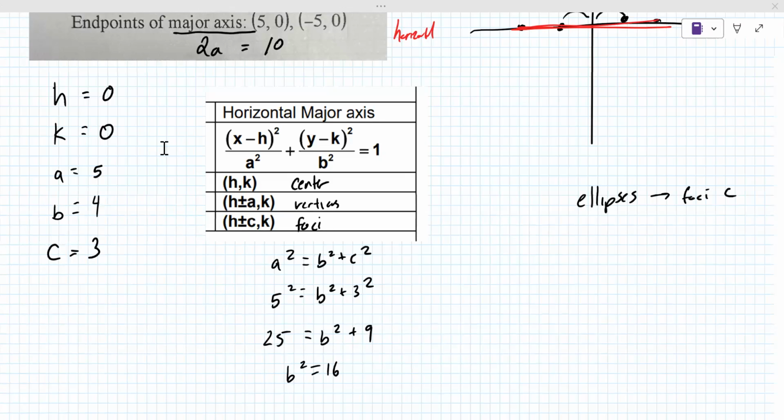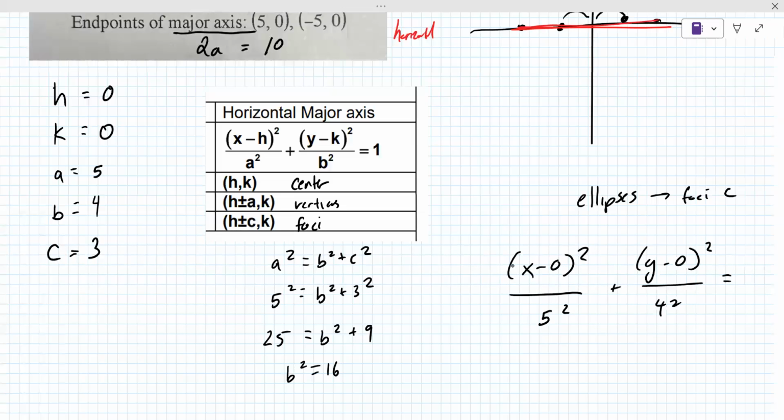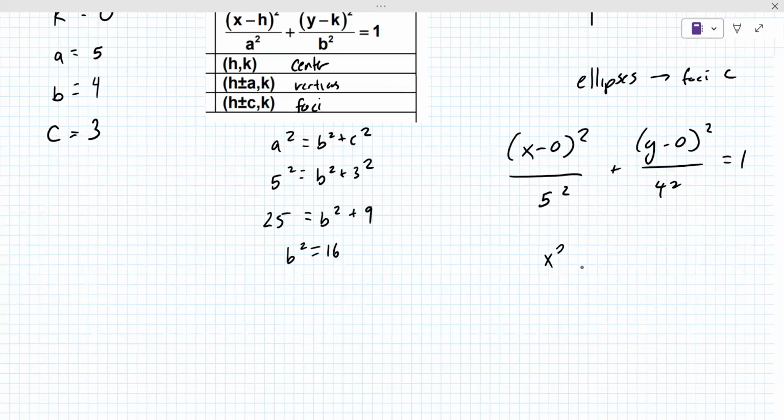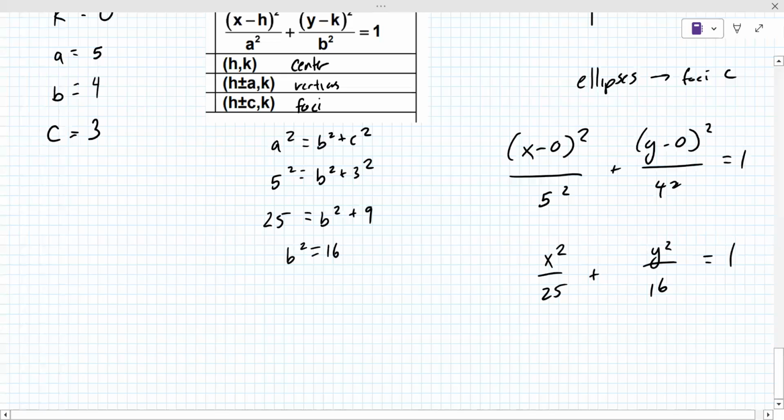And then you just plug that into the equation. You get x minus 0 squared, just x squared over 5 squared, plus y minus 0 squared over 4 squared equals 1. X squared over 25 plus y squared over 16 equals 1. Not too bad. Not bad at all. The next one's a little bit more difficult, so we'll look at that one.